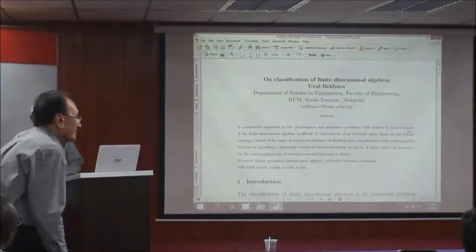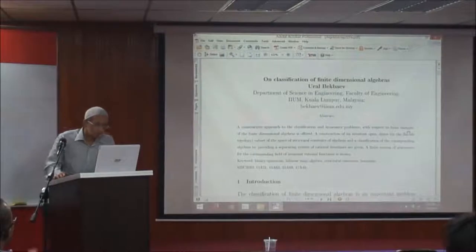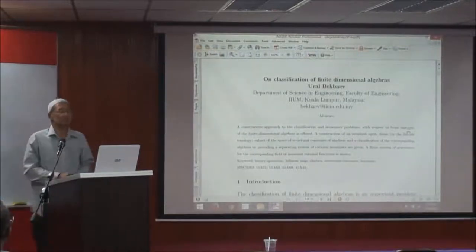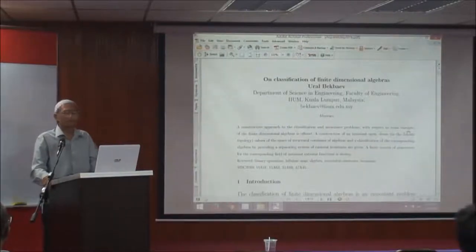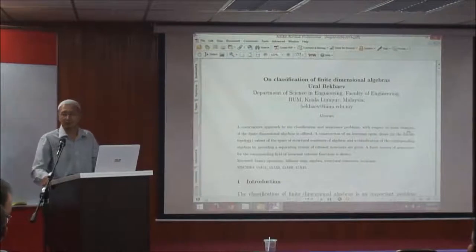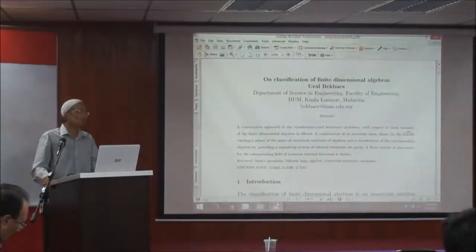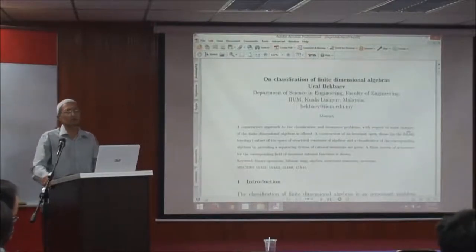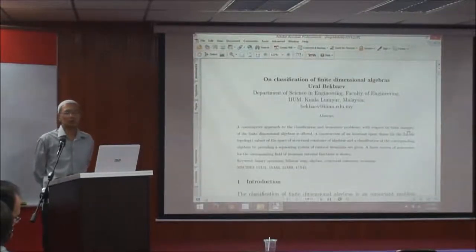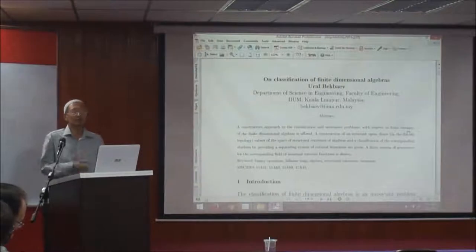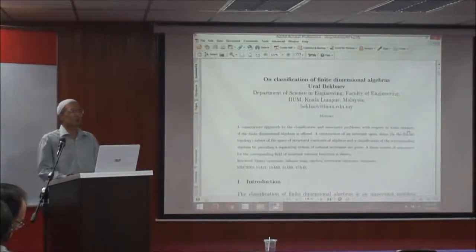about classification of finite dimensional algebras. I hope after so many lectures, you believe that classification of algebras is important. Here, we will discuss how we can classify finite dimensional algebras. There are two approaches. The first one is called the invariant approach, or structural approach.